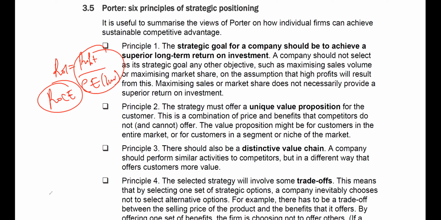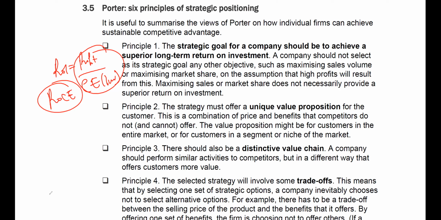3, what is our distinctive value chain? How is our value chain different? Are you getting it? From what customers value or what competitors can offer. So a company should perform similar activities to competitors, but in a different way that offers customers more and more value.